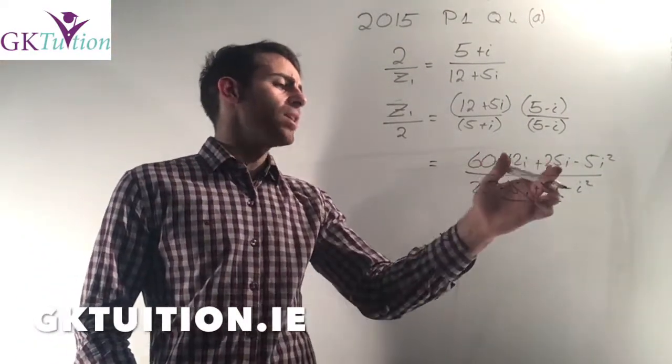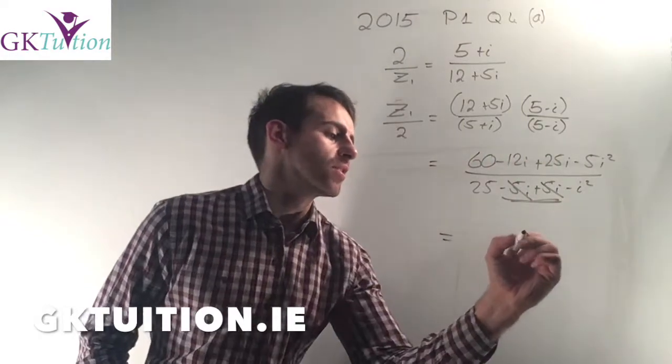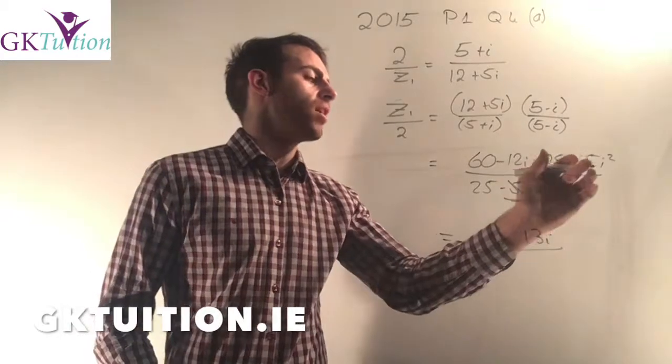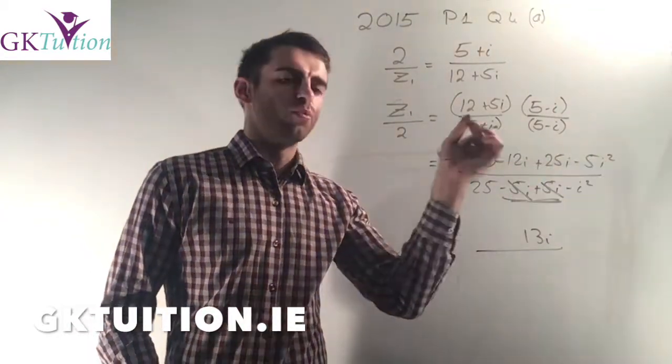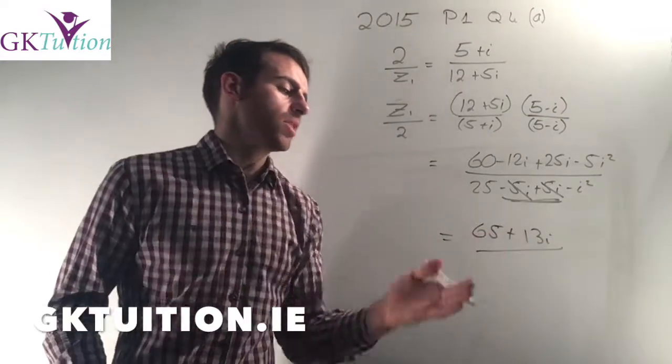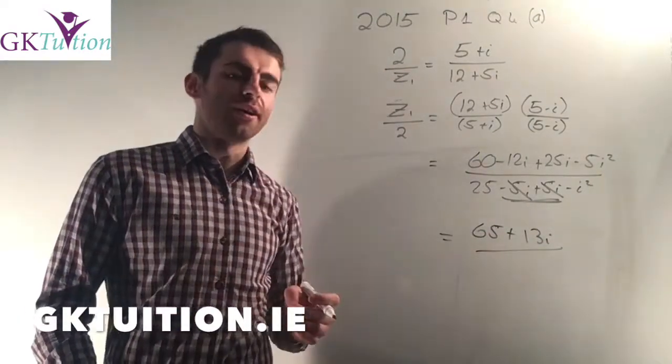25i minus 12i is 13i. And 60, remember this is minus 5 by minus i squared, which is minus 5 by minus 1. Minus 5 by minus 1 is plus 5. So 5 plus 60 is 65. So my top is just 65 plus 13i.